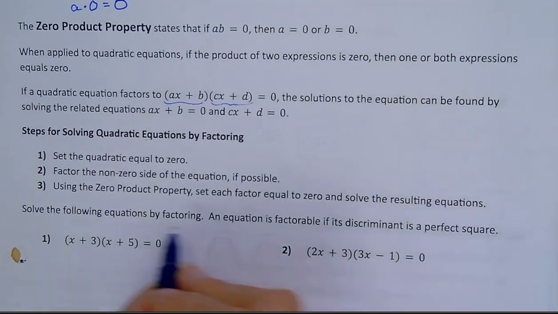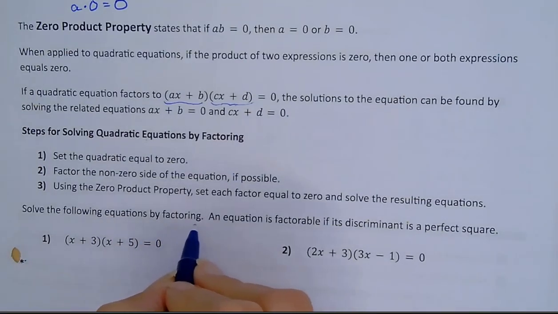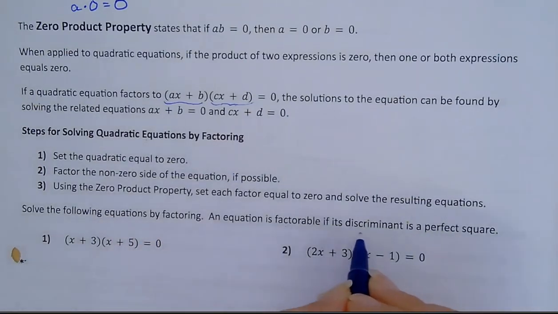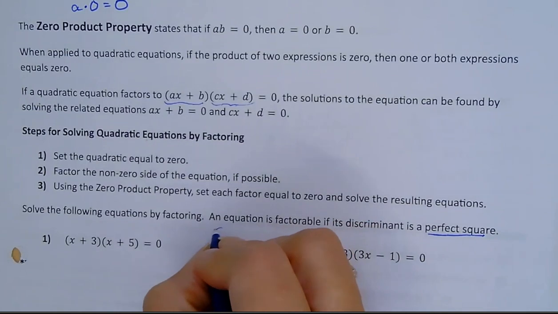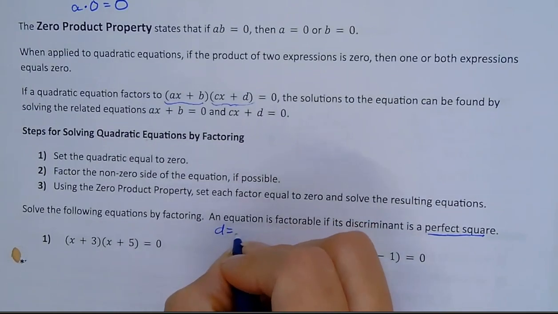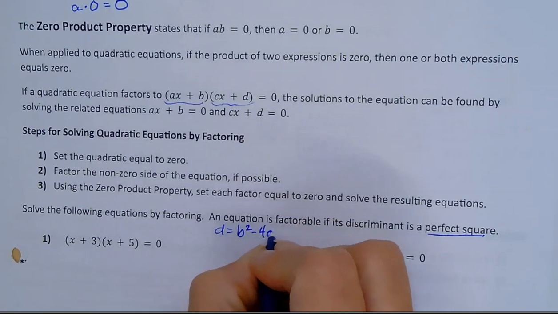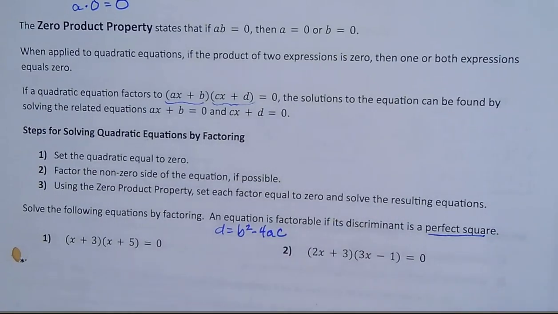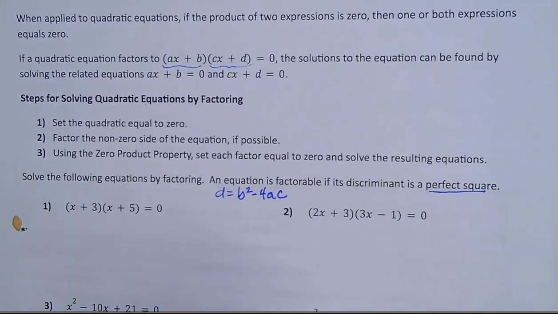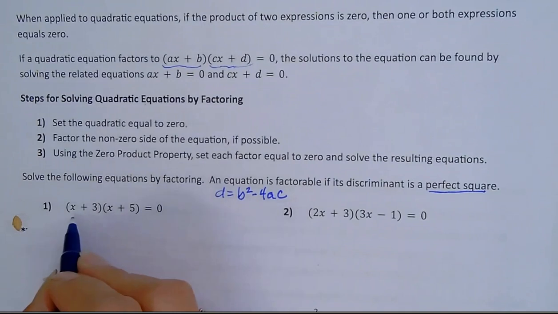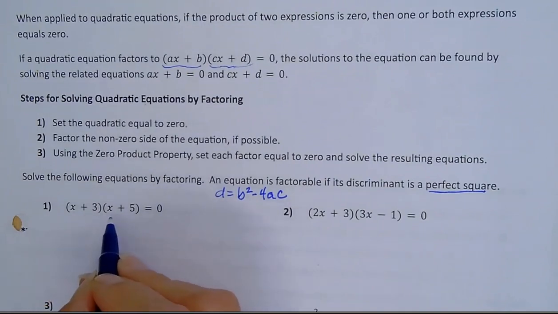Solve the following equations by factoring. An equation is factorable if its discriminant is a perfect square. So remember, discriminant is b squared minus 4ac, from earlier in our notes. If that is a perfect square, then it means we're going to be able to factor. Okay, solve by factoring. Well, this is already factored, right?